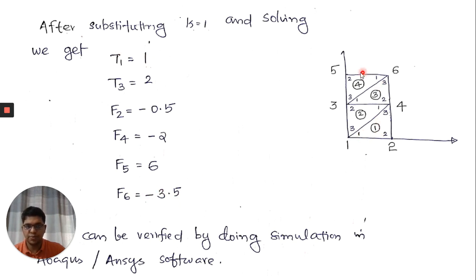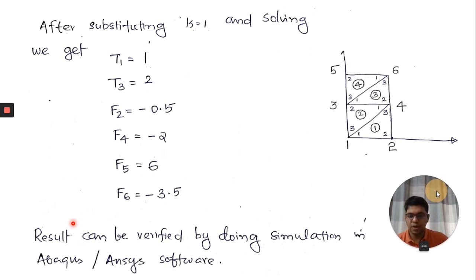So now we know the temperature at all the nodes and the heat flux at each node. This problem can be verified by using FEM software, either Abaqus or ANSYS. So in the next presentation, we will solve the same problem in Abaqus with the same discrete geometry so that we can check whether the answers are correct or not. Thank you.